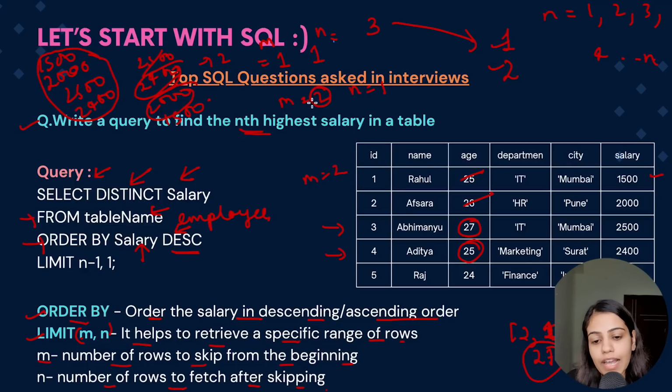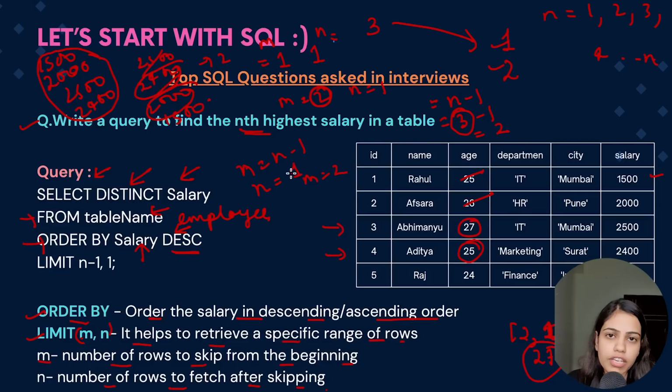So if you see, the value of m is always n minus 1. So that is 3 minus 1, that is 2. Whatever the value of n, we are just subtracting 1 from that. So we can say the value of m would be n minus 1, and for the number of rows, we always want only one row, so that would be 1. So it will be limit n minus 1, 1. In this way we can get the nth highest salary.